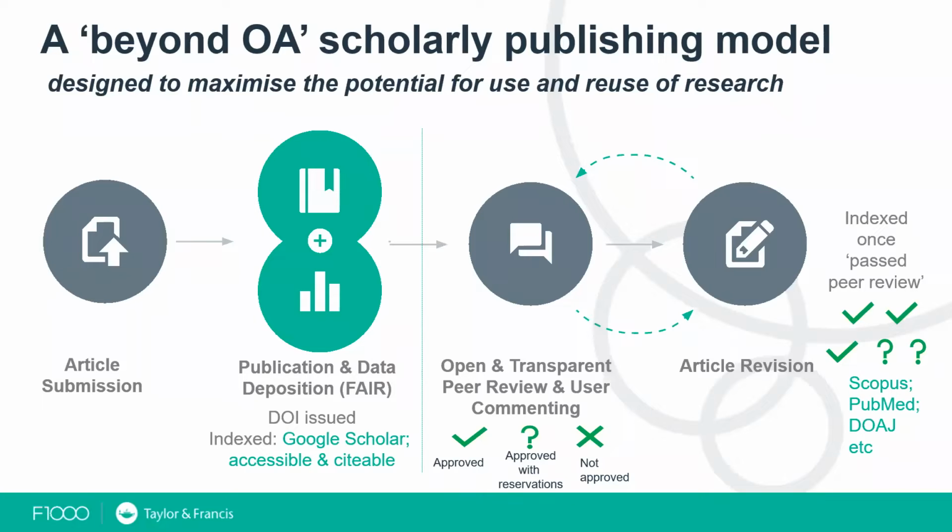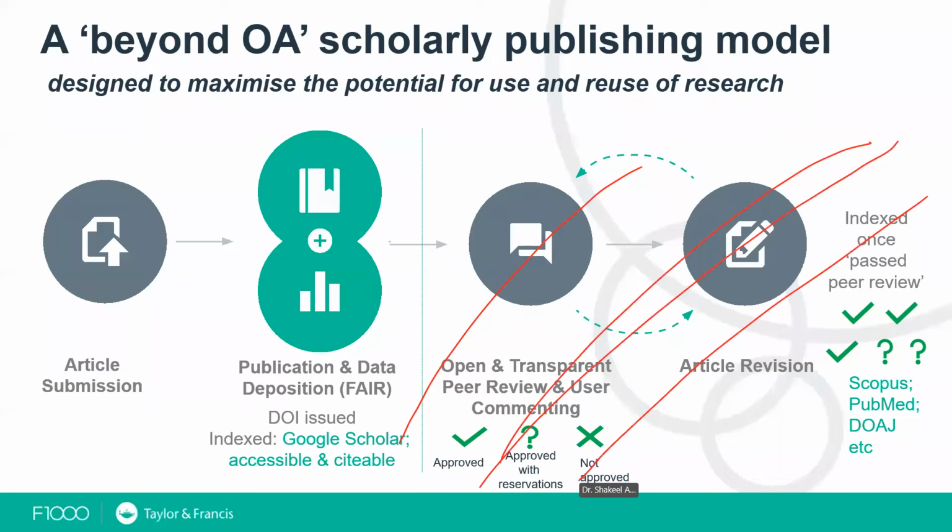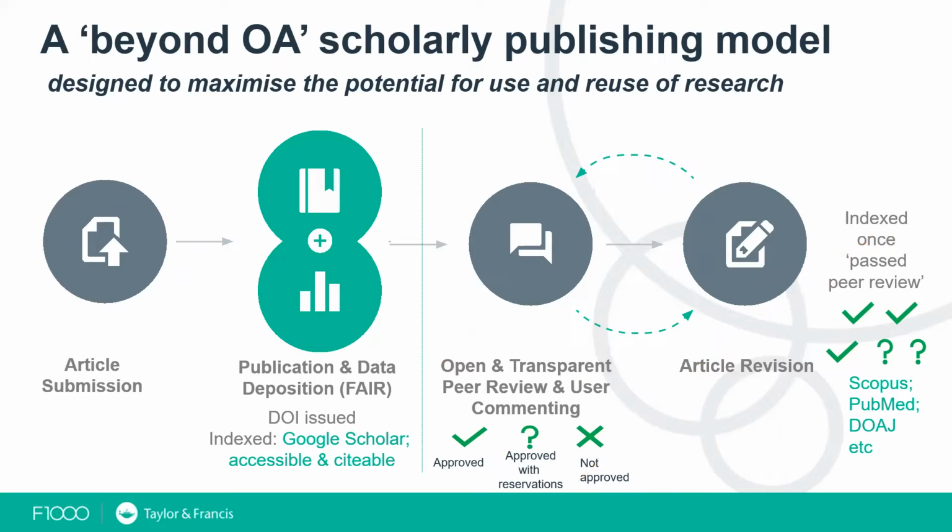Authors can choose to revise their paper. We have a functionality called article versioning. As and when the reviewers review the paper and leave their comments, the authors can choose to revise those papers accordingly, and address and respond to those reviewers' comments. Reviewers can select one of three statuses: approved, approved with reservations, and not approved.